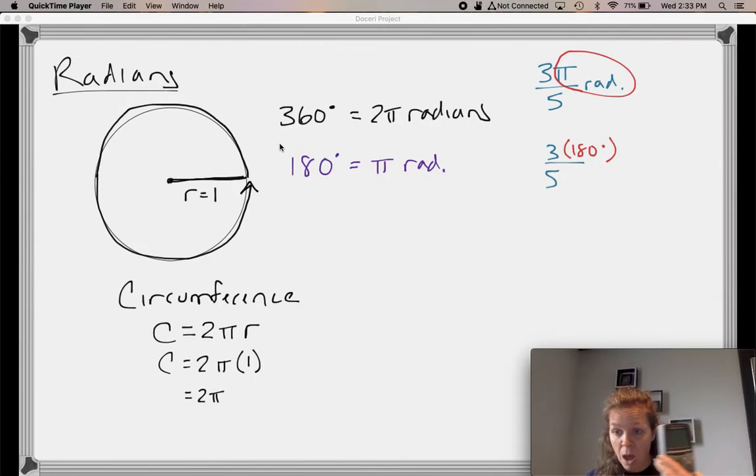Then I can just grab a calculator and do 3 times 180 divided by 5, and I get my answer of 108 degrees. So 3 pi over 5 in radians is exactly equal to 108 in degrees. We can convert the other way too.